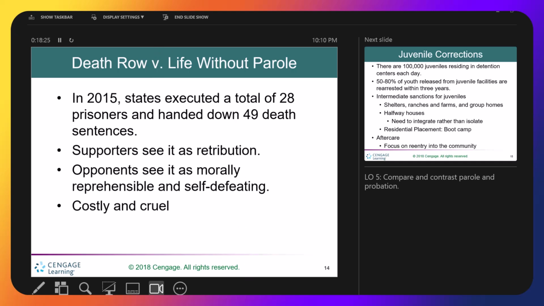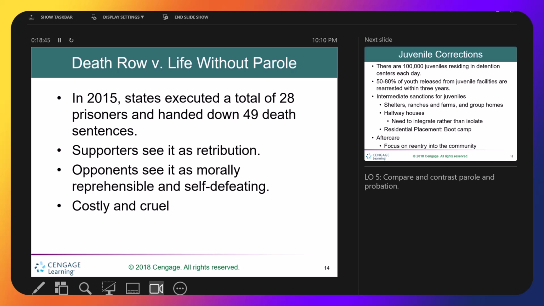Death row versus life without parole. In 2015, states executed a total of 28 prisoners and handed down 49 death sentences. Now, one of the things about this, when you look at it, is deceiving. Don't think that somebody gets a death sentence and they get executed the next week.